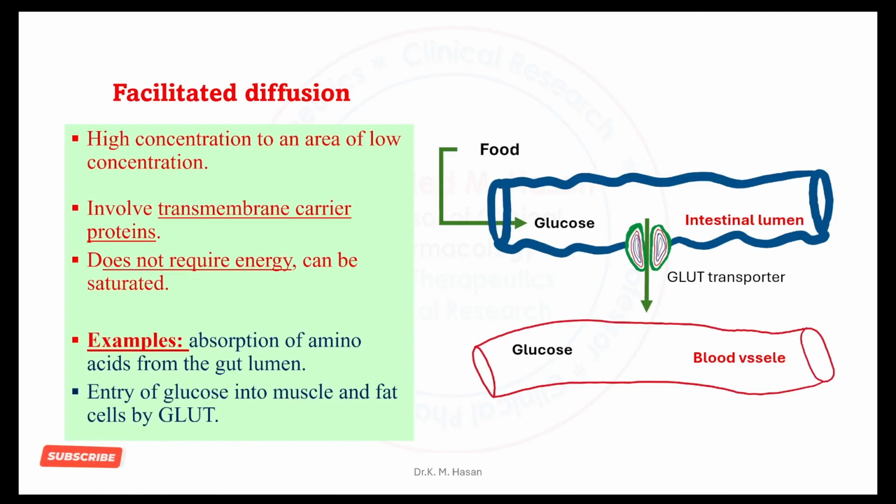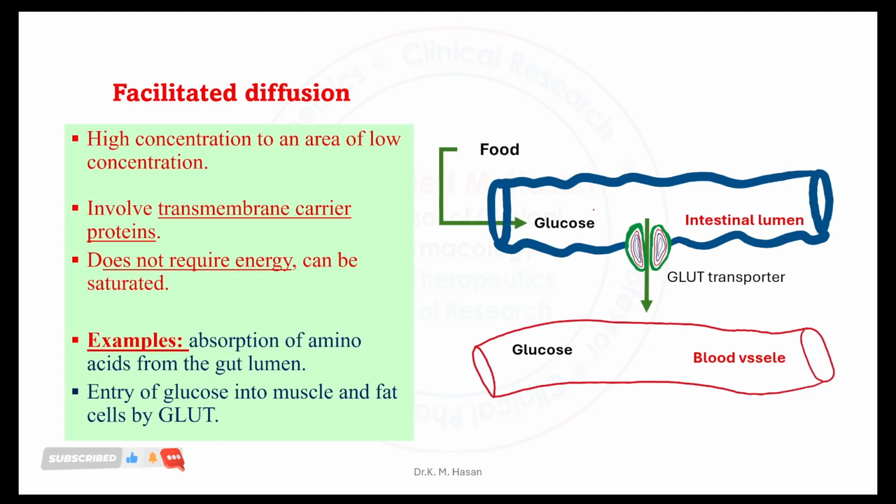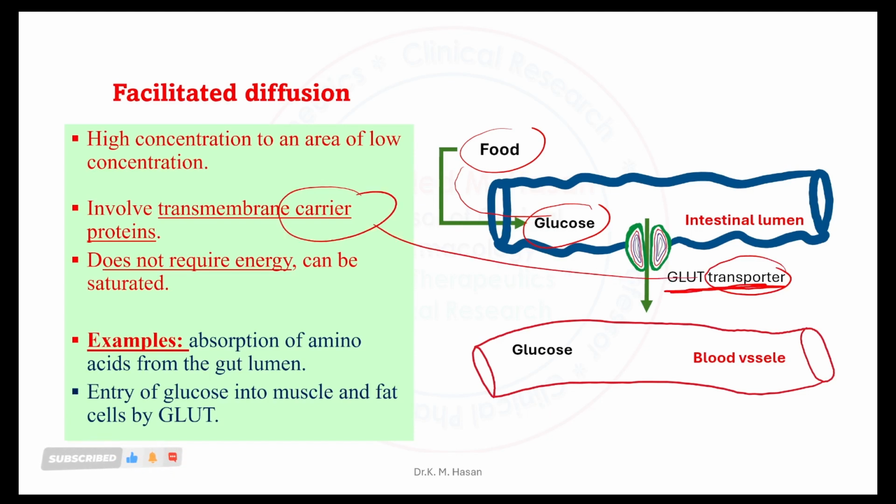Another important example for facilitated diffusion is glucose. You can see here, if you go back, the glucose comes through the food to the GI system. Our body will transfer the glucose to the blood through the GLUT transporter. So we need a transporter. Another name for transporter is carrier. So it's the same thing, transporter and carrier.